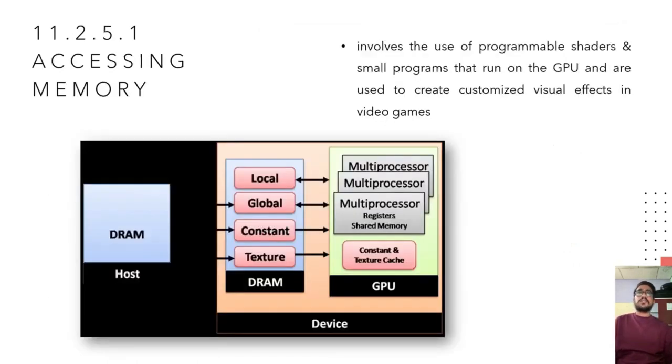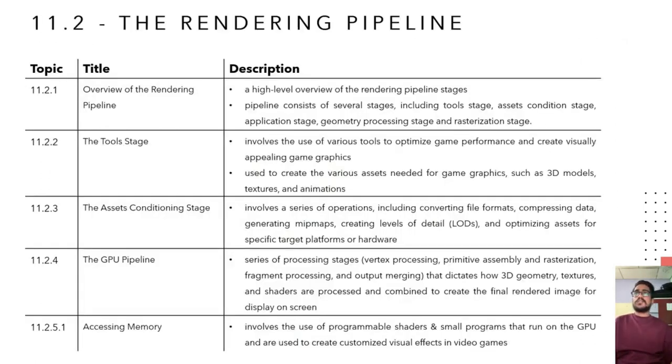Next is accessing memory. This uses programmable shaders and other small programs that run on the GPU to create customized visual effects in games. The final one is just a compilation of the rendering pipeline. So that's all from me.